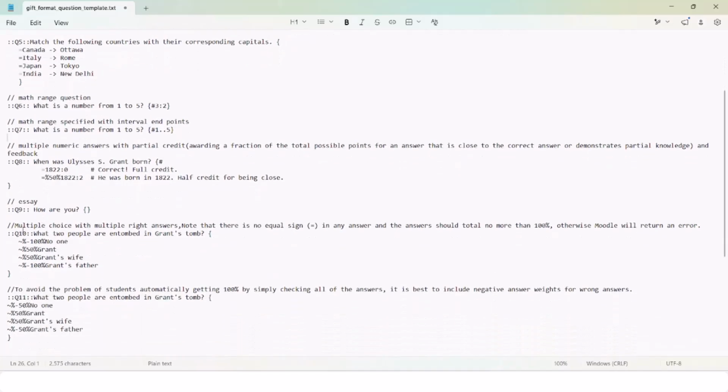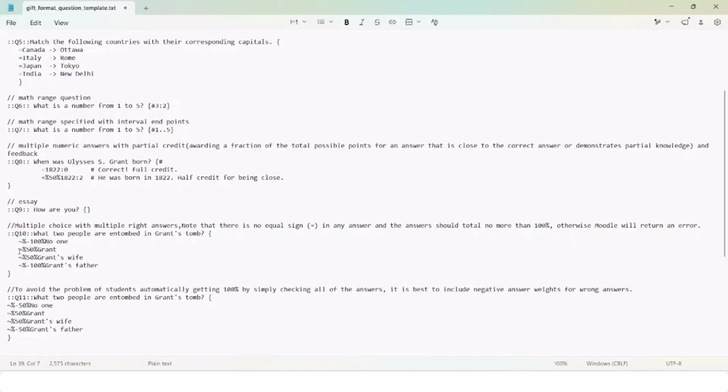Let's look at another question type. I'll go straight to multiple choice questions or multiple select questions. Here we have multiple choice with multiple right answers. In this case, we have the question title, then the question text, then in the answer section we will not use the equal sign, we'll use the tilde symbol. The first choice, we put a percentage, then minus 100%, no one. It means this is an incorrect answer.